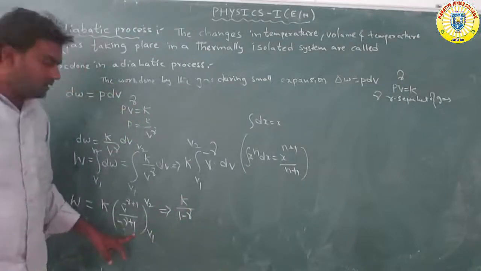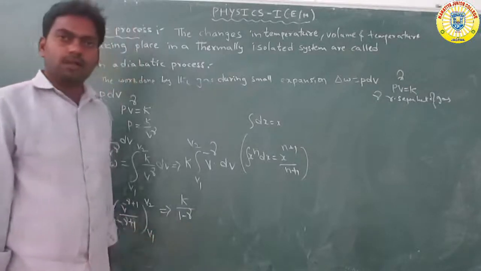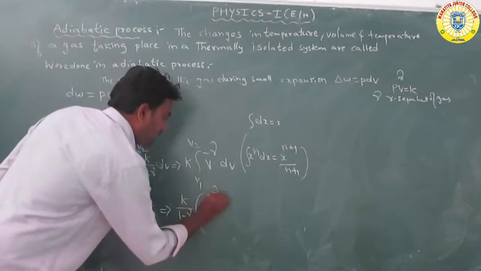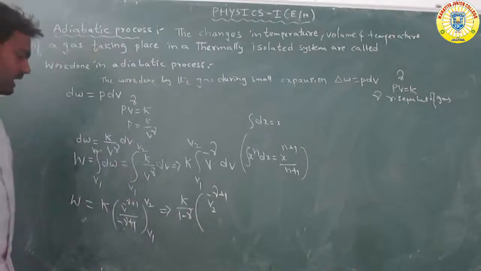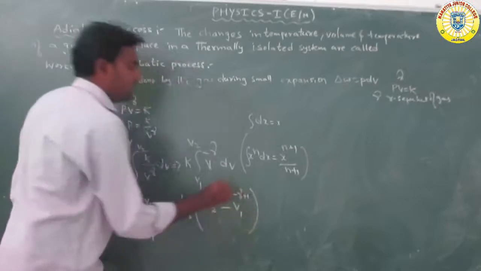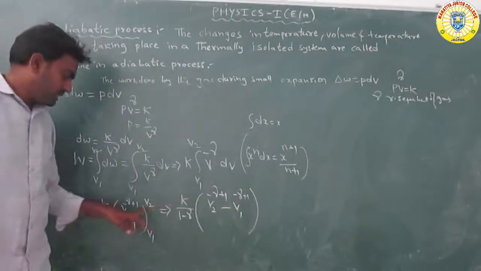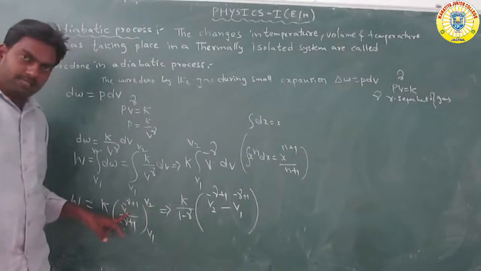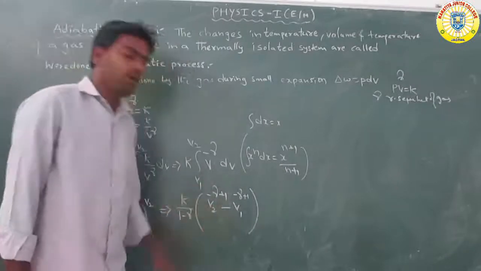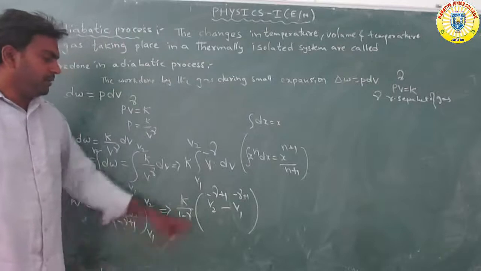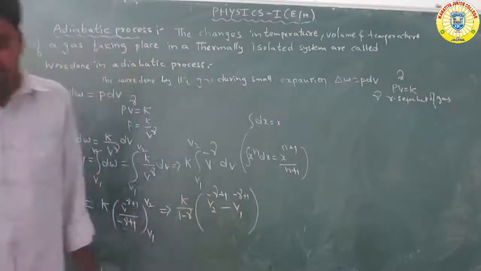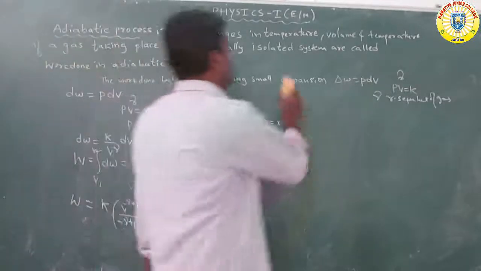Minus gamma plus 1 we can also write as 1 minus gamma. And substituting in the equation, v2 to the power of minus gamma plus 1, and minus v1 to the power of minus gamma plus 1 is taken. So substituting the upper limit minus the lower limit, v2 to the power of minus gamma plus 1 minus v1 to the power of minus gamma plus 1. Okay, got it?